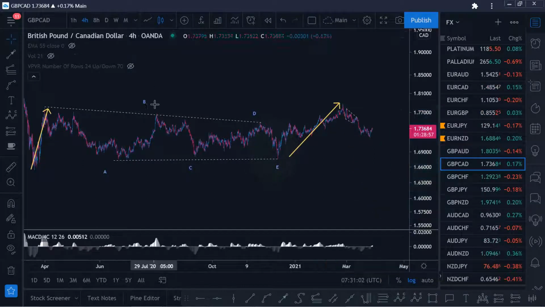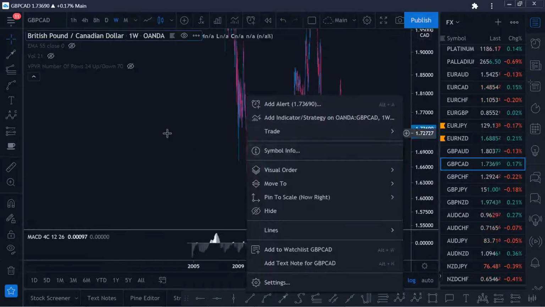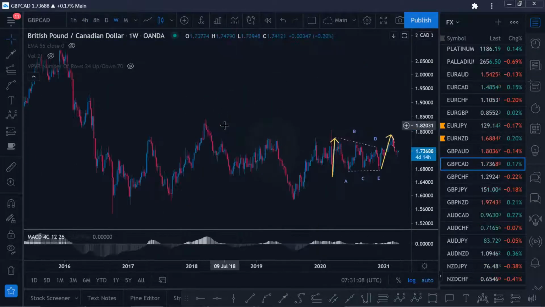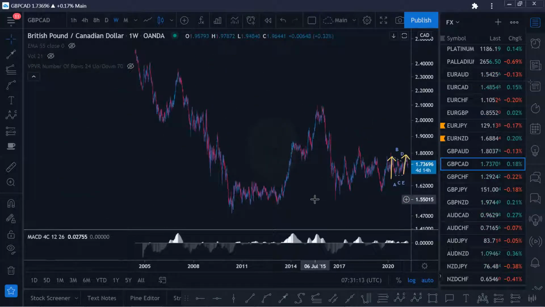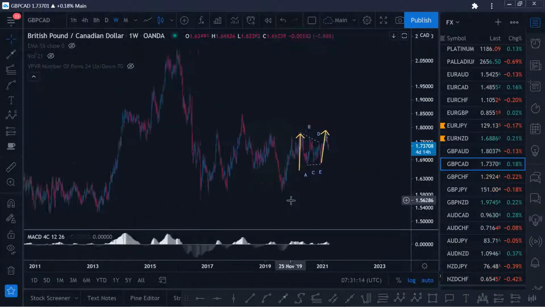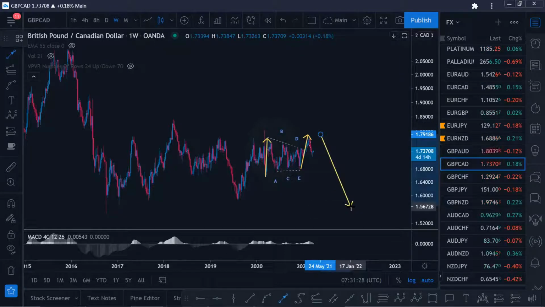The higher time frame structures are really messy, so it's hard to really consolidate exactly what we're looking at here. But this is kind of what this pair does. It chopped sideways for a long time in a really messy fashion, and then all of a sudden it has this big move. So you see chop, chop, chop, chop, chop, and then a really big move. And I think that's what we're seeing here. We're seeing this chop, chop, chop, and somehow, somewhere, this move is going to chop down to these lows at 156 and maybe beyond that.